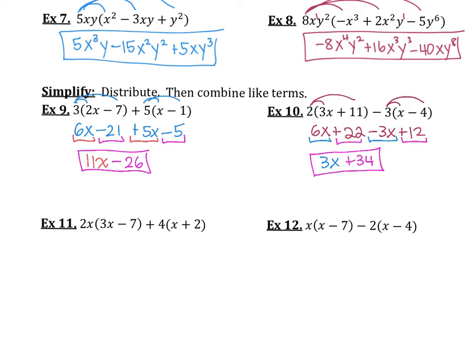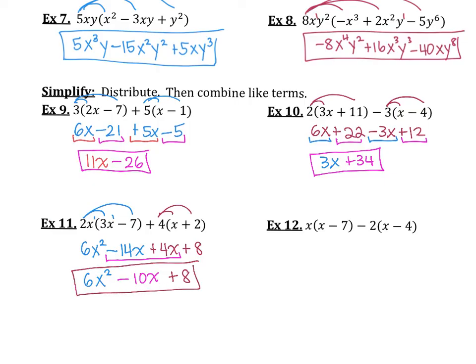Okay, now a couple with some exponents. Okay, this 2 times 3 is 6. X times x is x to the second. Minus 2 times 7 is 14, and I'm going to keep an x on it. Okay, let's keep going. So plus 4x plus 4 times 2 is 8. Okay, now the 6x to the second is the only x to the second. Negative 14x plus 4x is like term, so that's negative 10x, and then the positive 8 stays at the end. This is standard form. This is a nice answer.